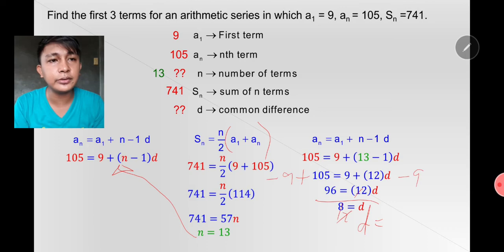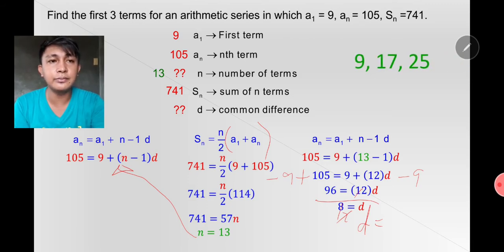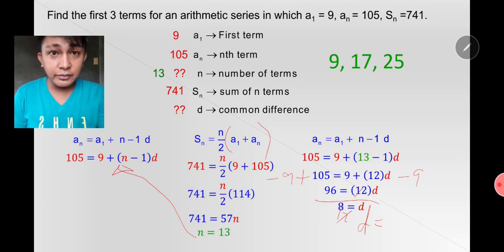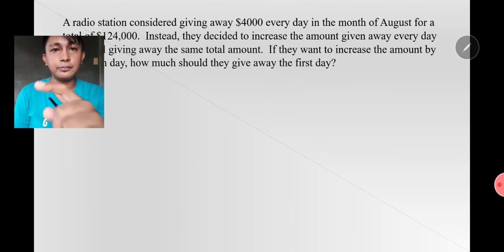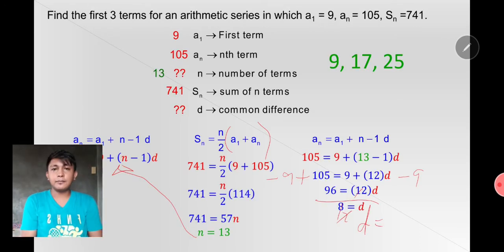So to get the second term, we add 8 kay first term, which is 9 plus 8 equals to 17. Plus 8, we have 25. Okay, so the first three terms are 9, 17, and 25. Okay, naintindihan ba?